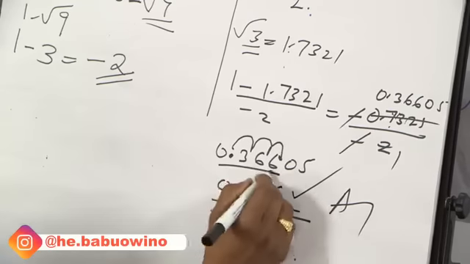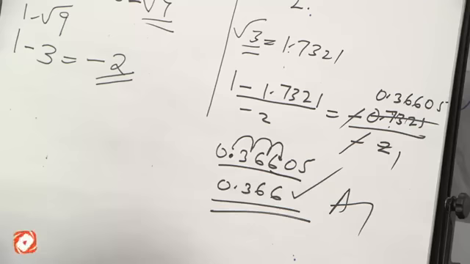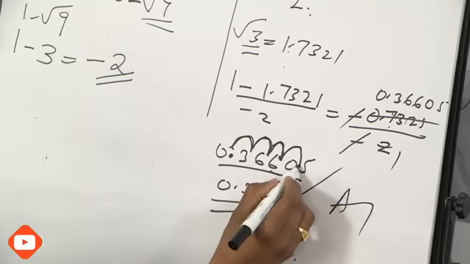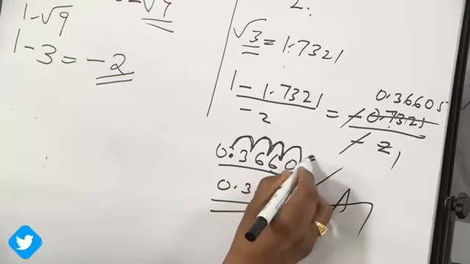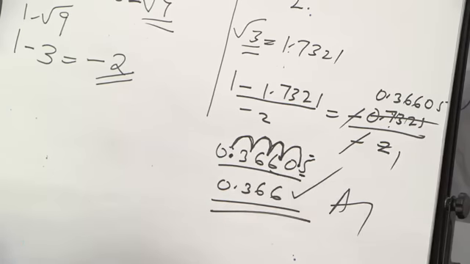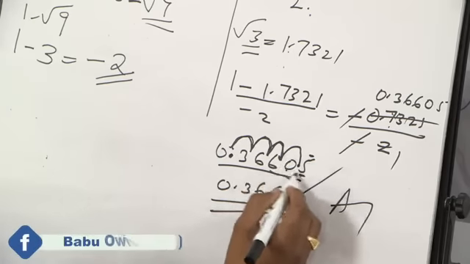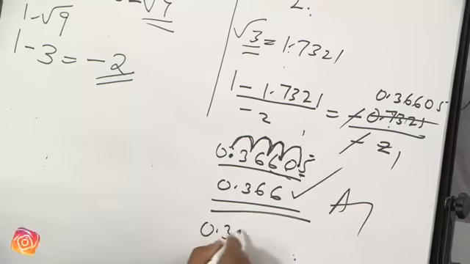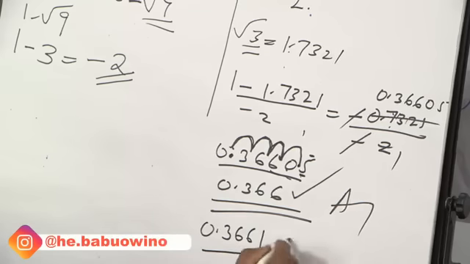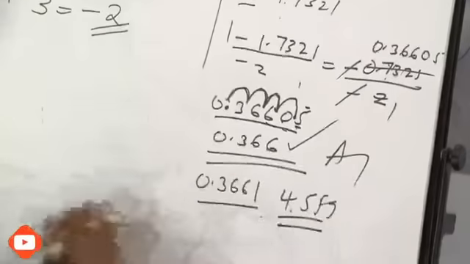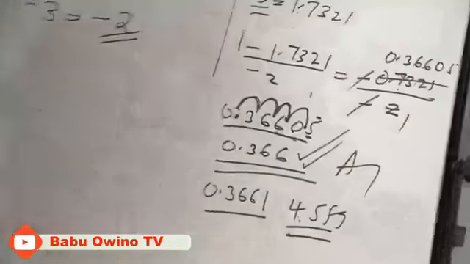Suppose they wanted this answer to 4 significant figures. Then you count 1, 2, 3, 4. When 4 is there, you look at the next number. When the next number is 5 or more than 5, it adds a value of 1. So the answer becomes 0.3661. This is to 4 significant figures, and the other is to 3 significant figures.